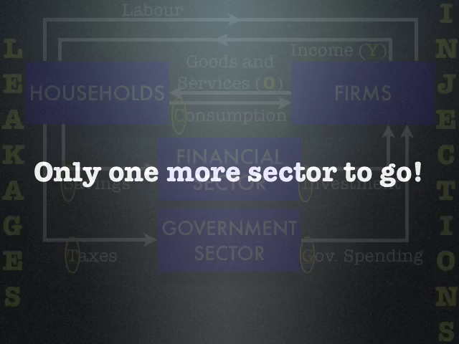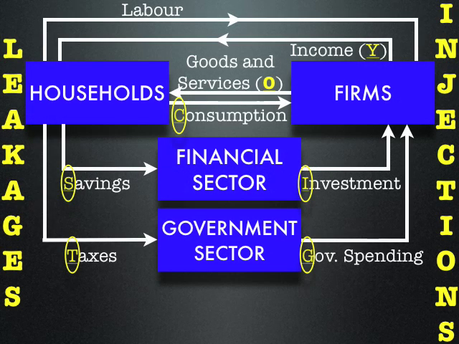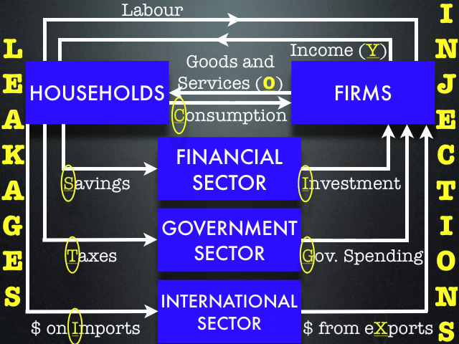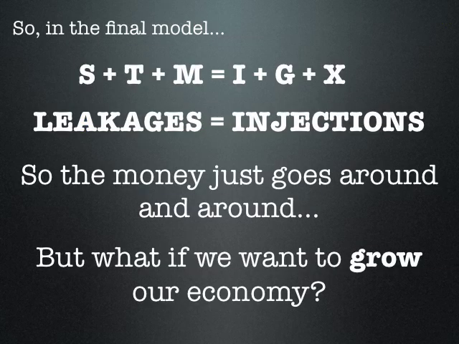One more sector, right? It has to do with imports and exports. The international sector, right? So we spend money on imports, right? But we also get money from exports. So firms sell these exports overseas and they get money. So that's money coming into the country. Yeah, goods going out, money coming in. So on the left side you've got leakages, right side you've got injections. So the money just goes around and around.